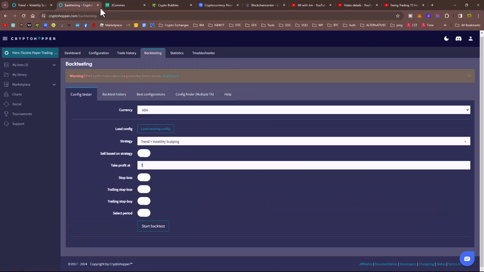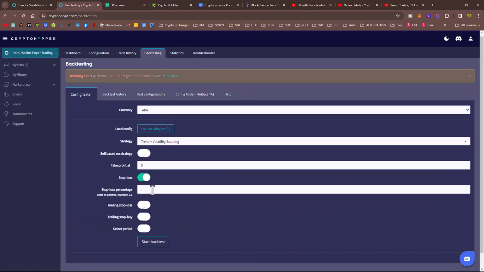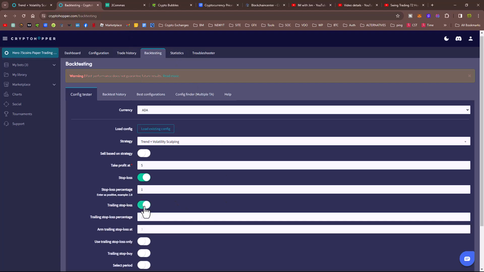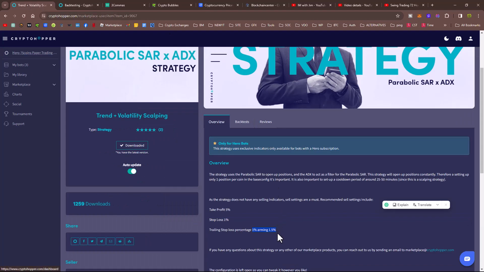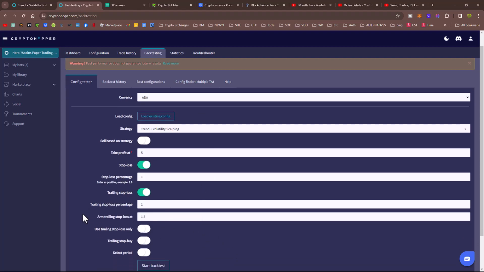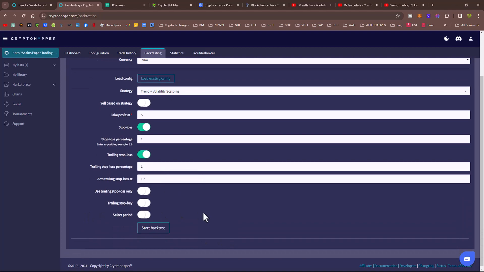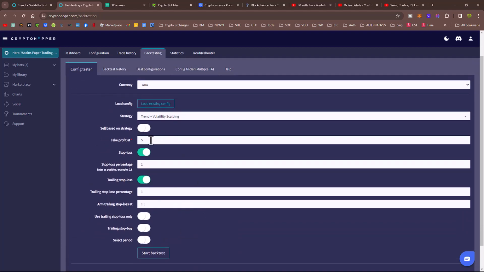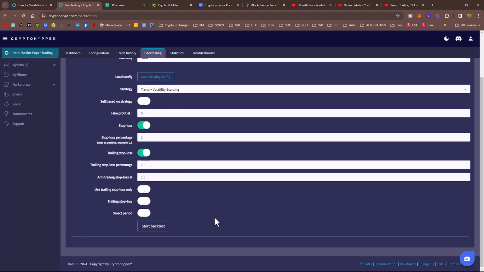Stop loss. I'm going to set a stop loss. 1%. Trailing stop loss. The trailing stop loss, what was it? 1.5 with a 1% drop. There's quite a lot of wiggle room there. Alright, so everything's set. So that's our sell settings there. Done. Let's test it for the last 3 weeks, which is the default. Alright.